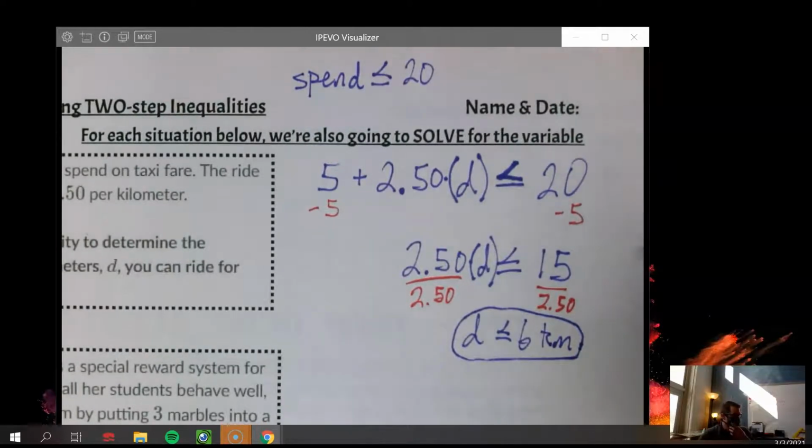kilometers. Oh, I just got real confused. My alarm started going off, and I'm like, why do I hear music?